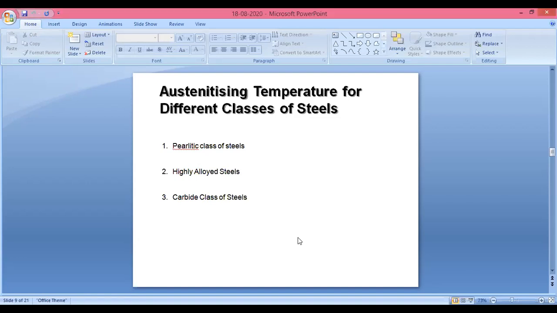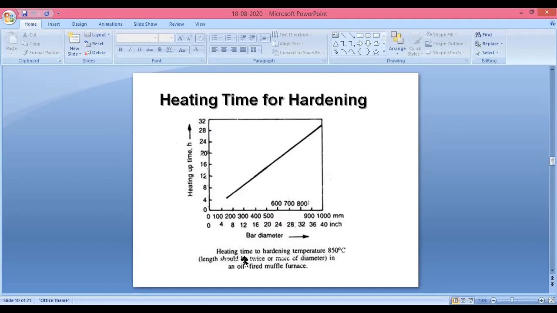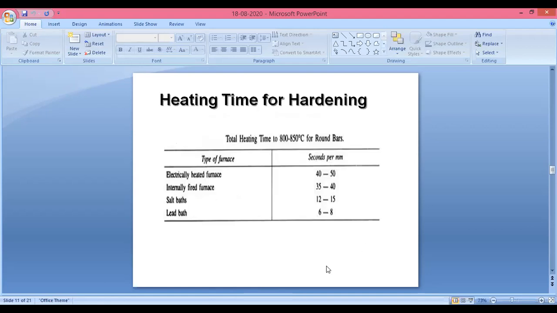Now we are talking about the heating time for hardening, that is soaking time. It depends upon the type of furnace. The soaking time for an electrically heated furnace is 40 to 50 seconds per mm for a round bar material, for an internal fired furnace it is 35 to 40, for a salt bath type of furnace it is 12 to 15, and for a lead bath it is 6 to 8 seconds per mm.